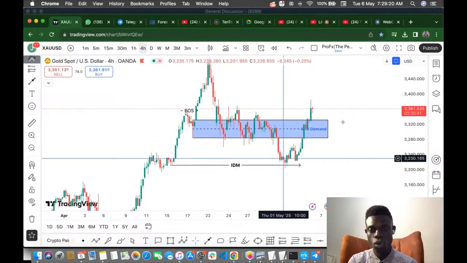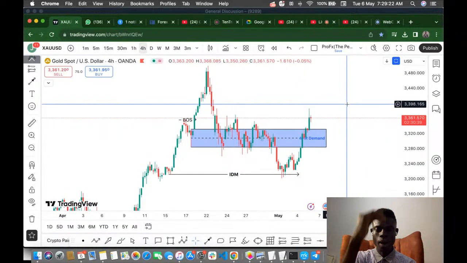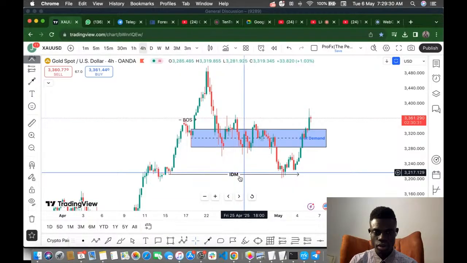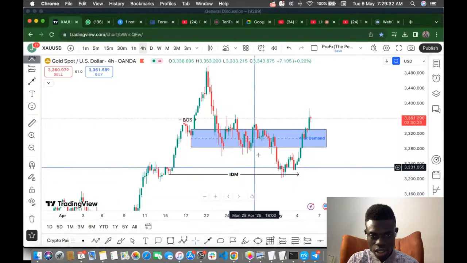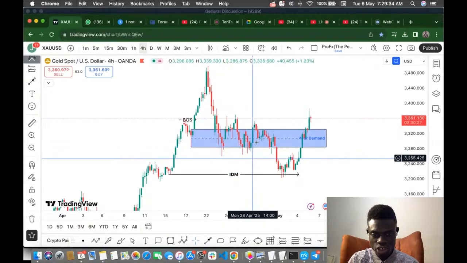So if you are buying, what are we looking for? Looking for pullbacks to continue buying. So we're looking for break of structure. We break structure, we pull back, we buy. Okay. So let's now trace this movement.